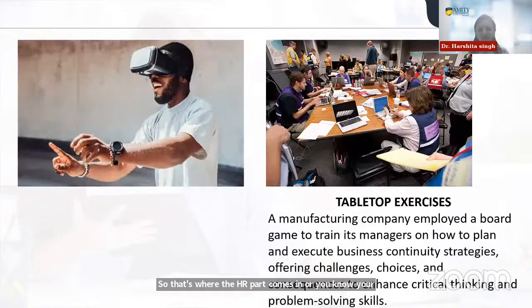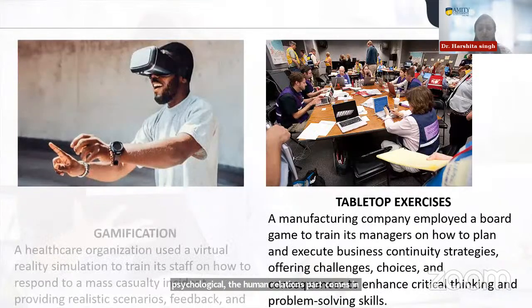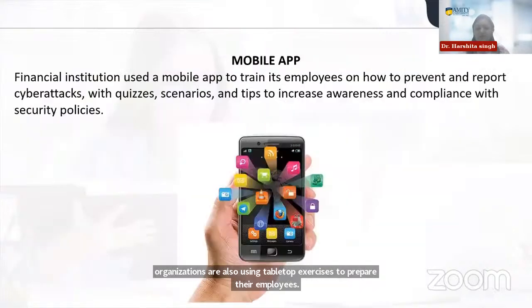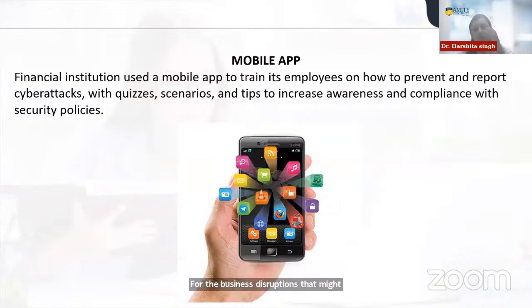Apart from that, if I discuss with you some of the initiatives being taken by organizations, you have no idea, my friends, to what extent organizations have gone into this. They have come up with the concept of gamification, and these are all real life examples I'm talking about. Organizations are also using tabletop exercises to prepare their employees for the business disruptions that might happen. Some organizations have also come up with mobile apps to train their employees on how to prevent cyber attacks with several quizzes and certain scenarios that have been prepared.